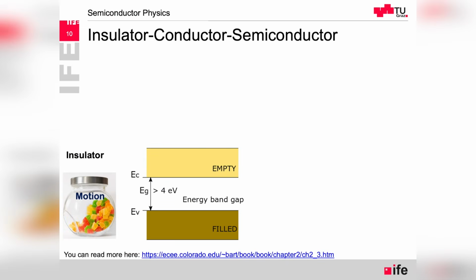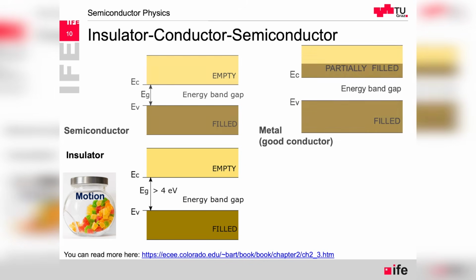So that's what we have in the insulator. We will have either completely empty or completely filled, and there is no conductivity. A good metal will be such that it has a partially filled valence band. Those are metals like gold, for example, or copper.